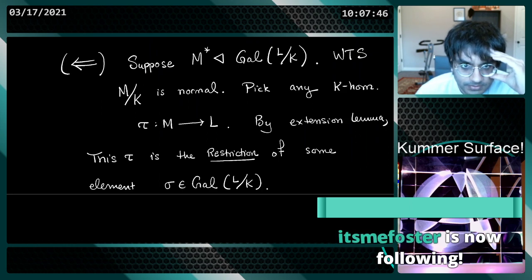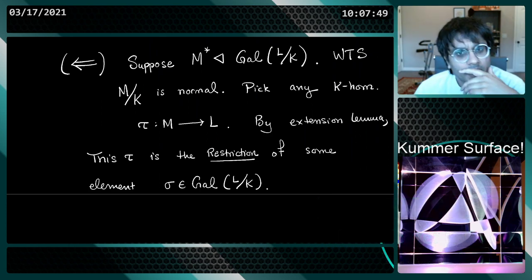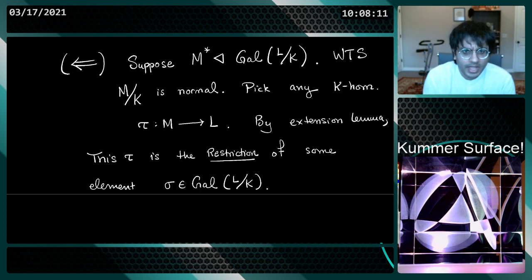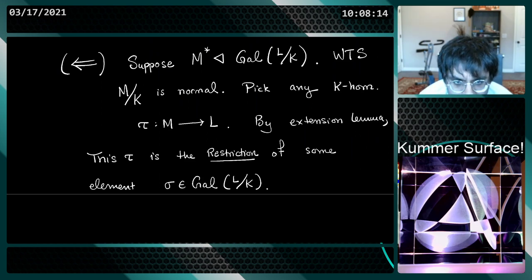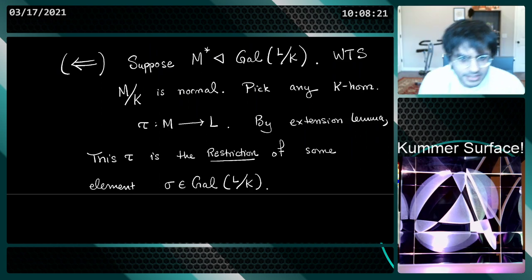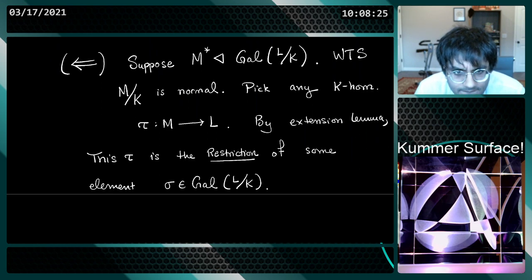Okay, so what am I supposed to do? All right, let's see. Pick any K homomorphism. By extension, this is a restriction of something here. Now I just got to play with these and normality. So how do I do this? Some element in here.